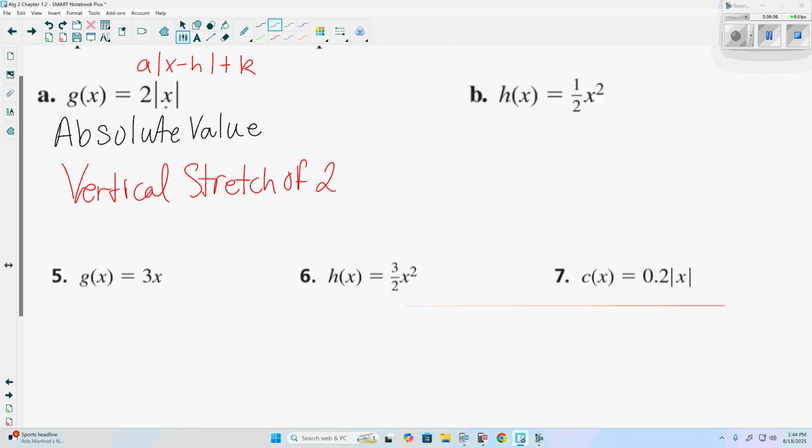Questions on the first problem? So problem number B, which family is this here? 1/2 x squared. Yep. Quadratic. Again, do we have a value for h or k? No, but we do have a value for a. A is what? 1/2, yes? So that means we have either a vertical stretch or a vertical shrink.